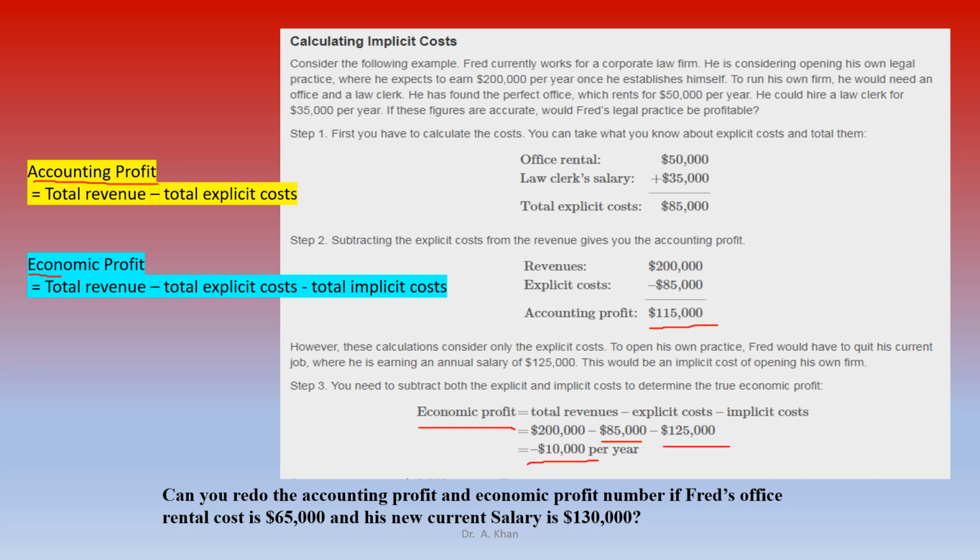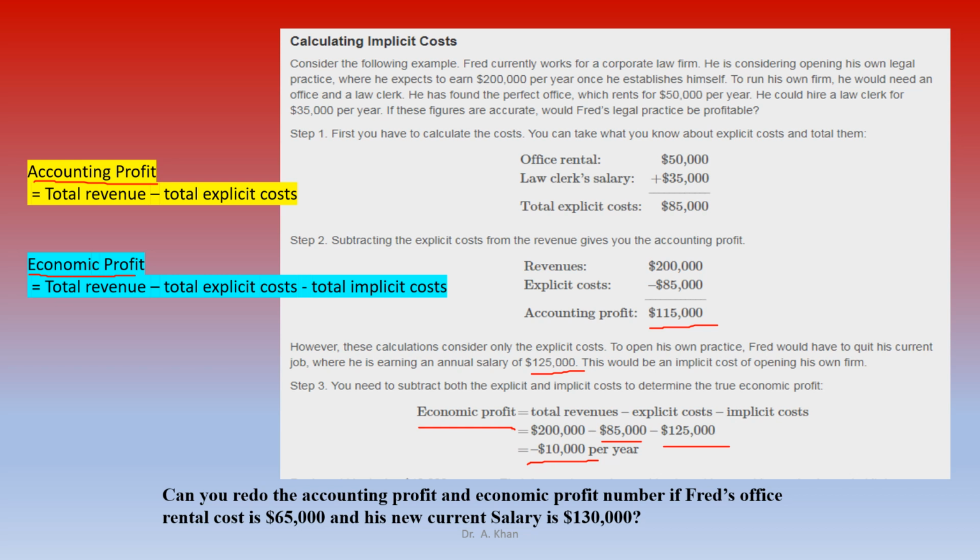So now it's up to Fred to decide: should Fred continue with his current job that gives him $125,000 a year, or should he take up his full-time entrepreneurial venture as the owner of this law firm, where he will be earning $115,000 accounting profit, but the economic profit will be $10,000 less, right? So it's up to Fred now what to do, right?